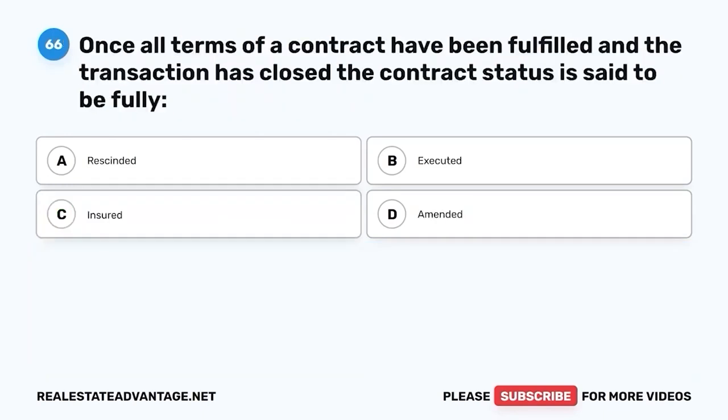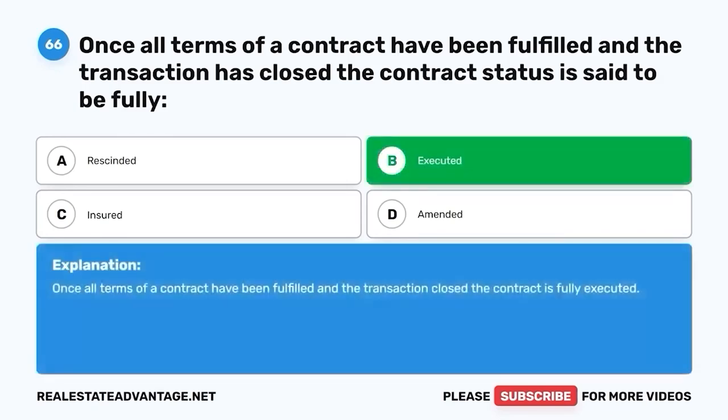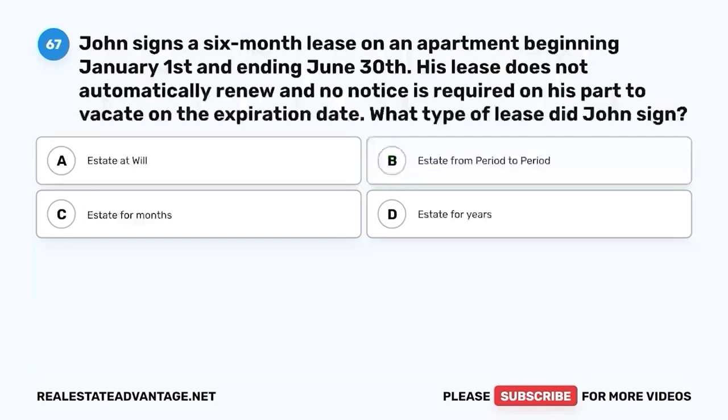Question 66. Once all terms of a contract have been fulfilled and the transaction has closed, the contract status is said to be fully A. Rescinded. B. Executed. C. Insured. D. Amended. The correct answer is B, executed. Once all terms of a contract have been fulfilled and the transaction closed, the contract is fully executed.